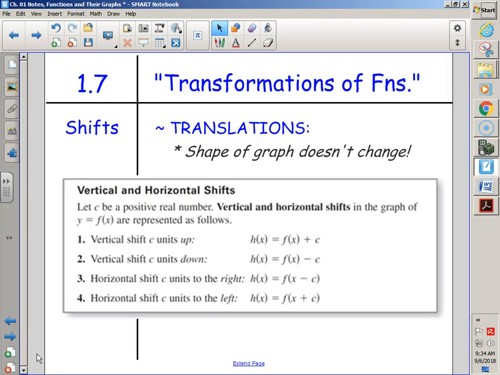The radical function looks like this. The parabola, the cubic, the absolute value function. Maybe even the steppy one. And we think about how can they change? How can the parent function change?